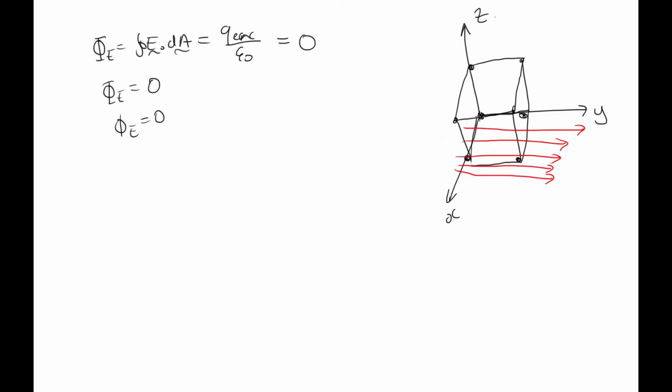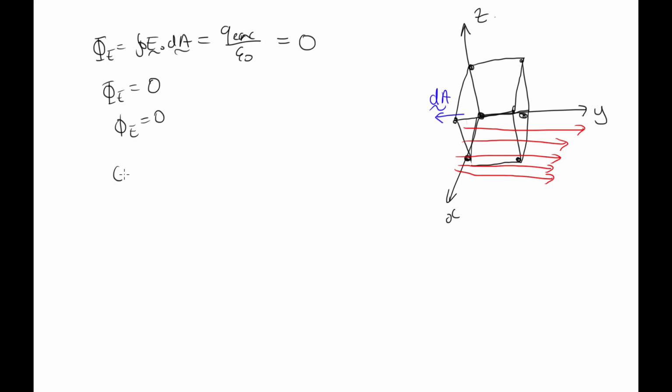Okay, next we're asked about the side with vertices (0,0,0), then (2,0,0), then (2,0,2), and (0,0,2). So this side here. Now with this one, we do have electric field lines cutting through the surface. When we draw dA, it's always coming out from the surface, so it's got this direction here. So you can see dA is in the opposite direction to the electric field lines.